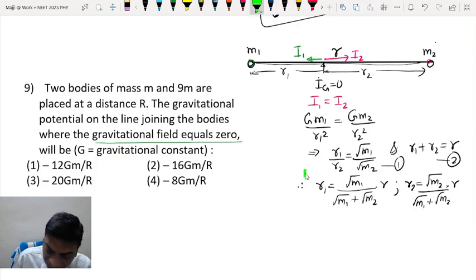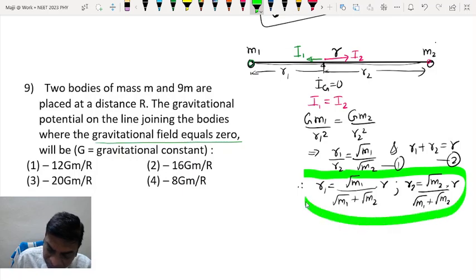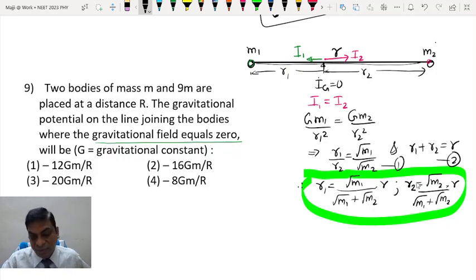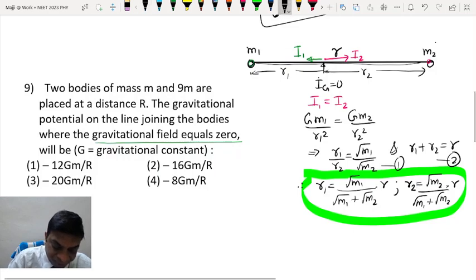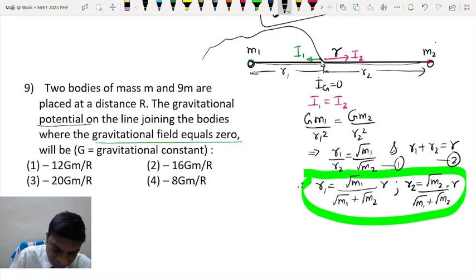So my sincere suggestion will be to memorize these results. In order to save time, you should always have these results at your fingertips. So that means now we can easily calculate the gravitational potential. We have to calculate the gravitational potential here at this point.